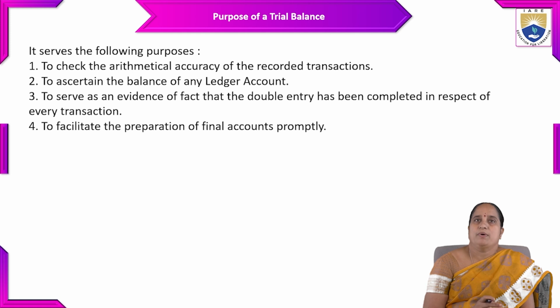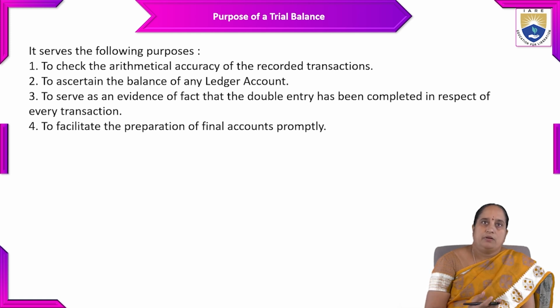To ascertain the balance of any ledger account. The same transaction, whatever you are going to enter in the journal, should be entered in the ledger using the double entry bookkeeping system. So the same transaction we record in two different accounts. To serve as evidence of the fact that the double entry has been completed in respect of every transaction.